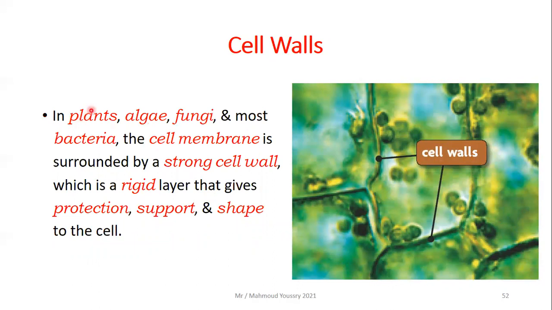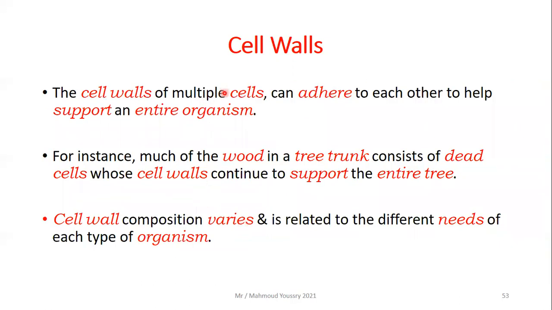Cell walls: in plants, algae, fungi, and most bacteria, the cell membrane is surrounded by a strong cell wall, which is a rigid layer that gives protection, support, and shape to the cell. The cell walls of multiple cells can adhere or stick to each other to help support an entire organism like large trees. For instance, much of the wood in a tree trunk consists of dead cells whose cell walls continue to support the entire tree. Even after the cell is dead, the cell walls continue to support an entire tree. Can you imagine that?